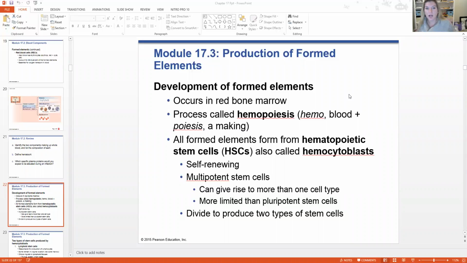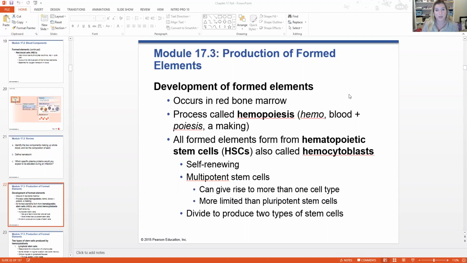Anyways, all right, so let's talk about how these formed elements are created. Obviously, one of the major sites of blood cell production is in the red bone marrow, which we recall probably from last semester. Hopefully you recall that. The whole process is called hemopoiesis. The prefix hemo or heme means blood, and poiesis is referring to the making of. So this is literally translating to the making of blood.